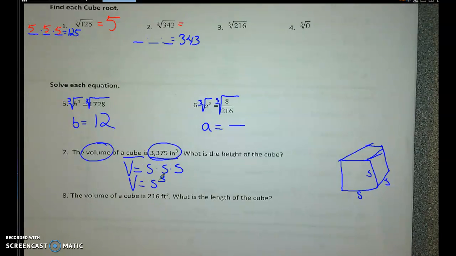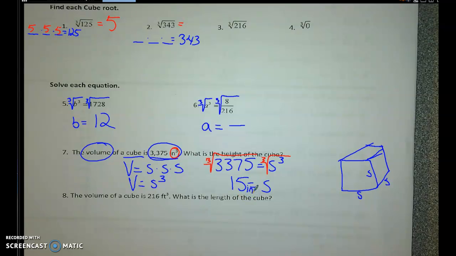Now, they tell us the volume, 3,375 equals S cubed. So we've got to do the inverse operation. Cube root of S cubed. Cube root of 3,375. When I do that cube root, that's going to give me 15 equals S. Now, going back, looking at my unit. Inches cubed is for volume, but for the length of the side, or the height, that's going to be 15 inches.